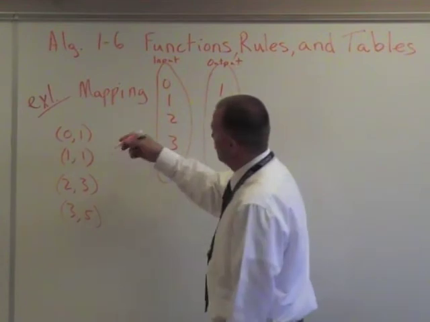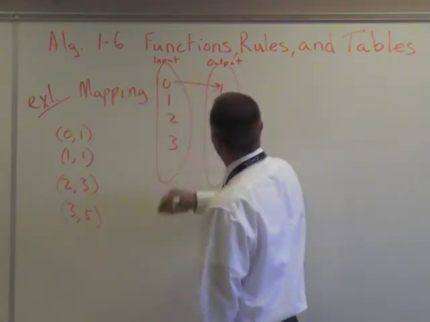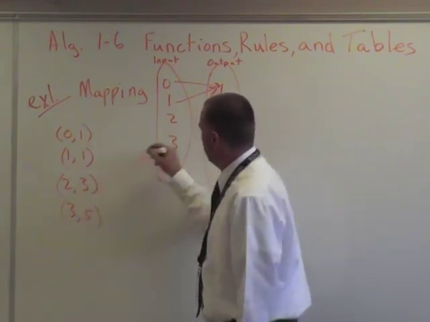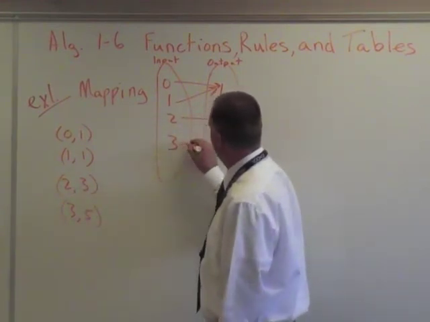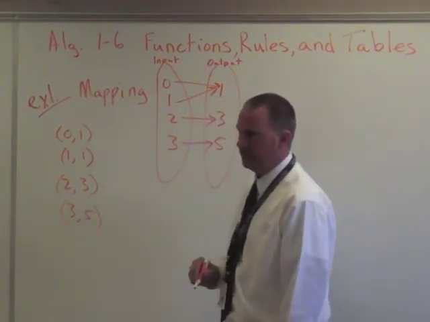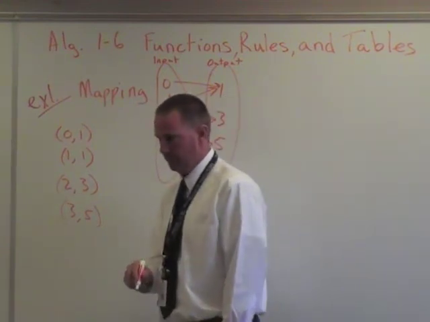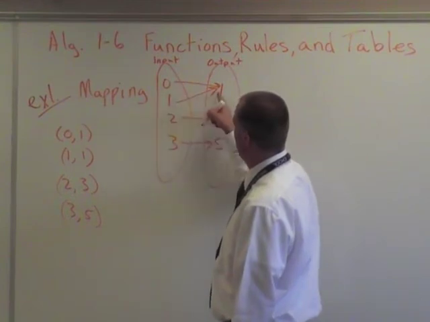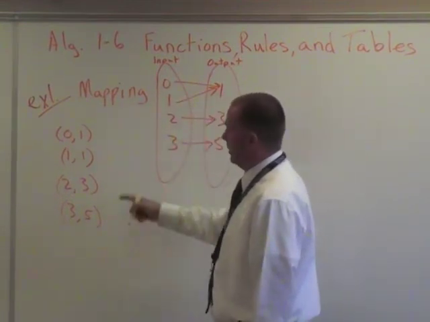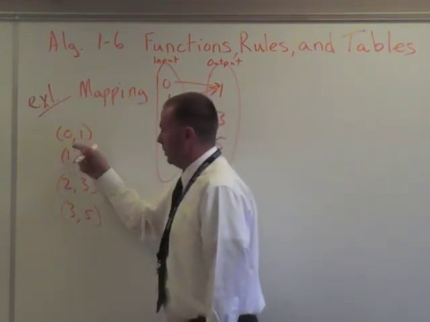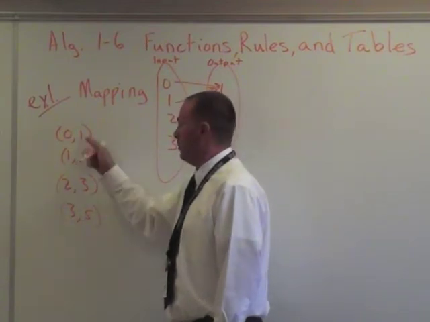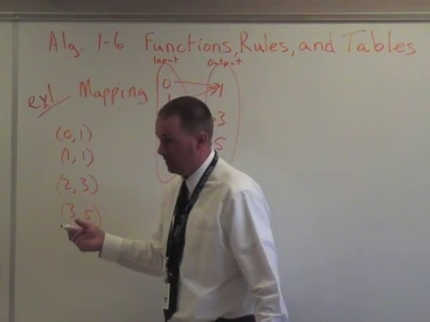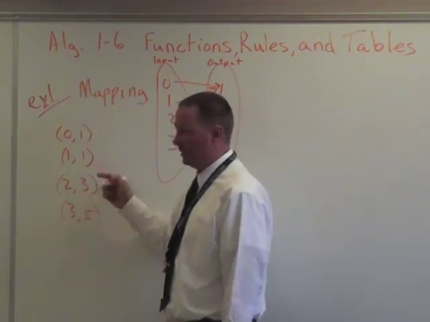Alright, so I will draw an arrow from 0 to 1. I will draw an arrow from 1 to 1. 2 to 3. Do you all get it? Wait, why do these two go to this one? Okay, because there's the same y value for each of those x values. It so happens to be that way. It's not always like that. Just in this example it is.